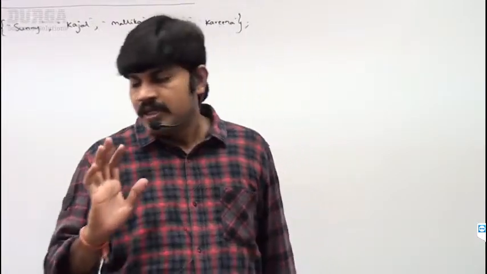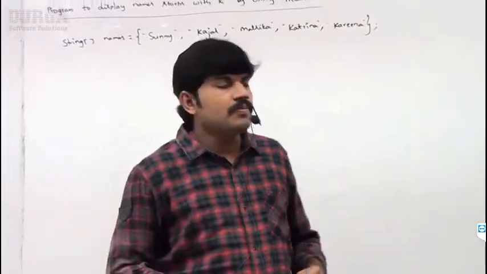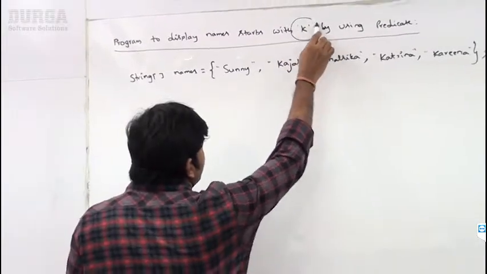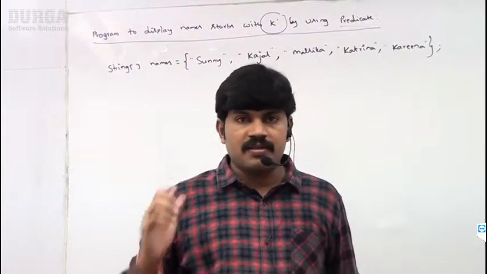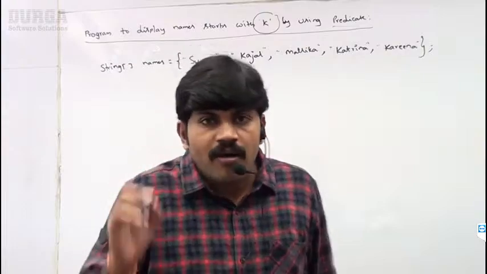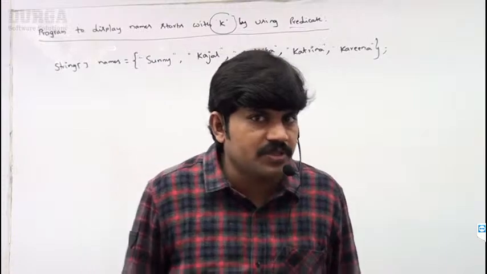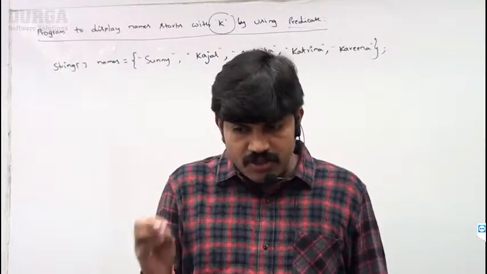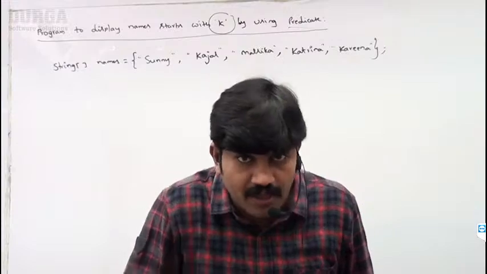The first example I want to discuss is a program to display names starting with K by using predicate. I have an array of names. In that, maybe 10 or 20 or 30 names are there. I want to display all names starting with K. So what is the Boolean condition we need to check? Does the name start with K or not? If the name starts with K, display that name. This is my programming requirement, right? Clear up to this, right?